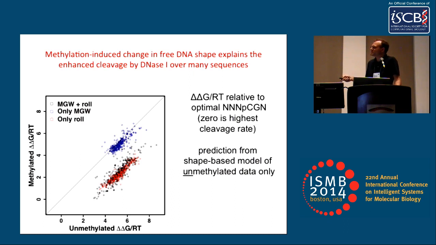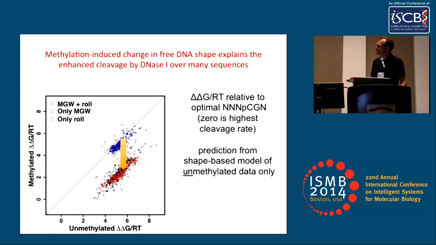So these blue points, they're on the diagonal. The model doesn't predict any change in the cut rate due to methylation. But if we included the roll parameters between the different neighboring base pairs in the model, suddenly the predicted delta G for the methylated version was lower. See, these points are shifted down from the diagonal, right?